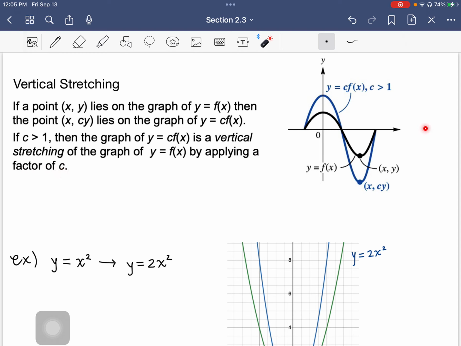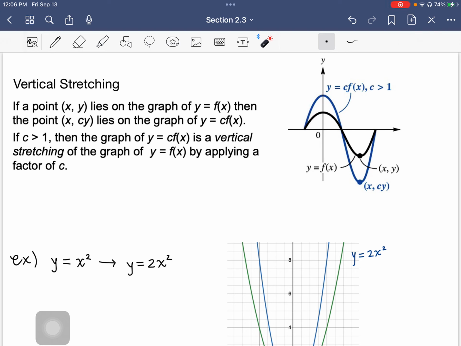So this graph here on the right shows this exact scenario. If we have our original function here, y is equal to f of x, this is what it looks like. And we have our point x comma y here. Then if we were to apply a factor of c to our function, this is our new point. Instead of x comma y, we get x comma c times y. So we're just applying a factor of c to f of x, so our output changes. And if we were to do this to every single point on y is equal to f of x, we would see that our resulting graph is this blue curve here.